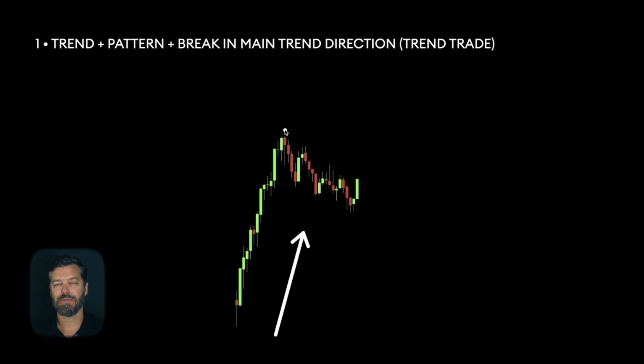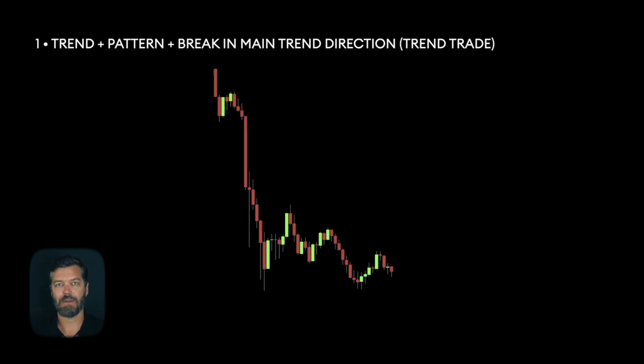The price is moving in an uptrend, and a descending channel forms. Again, this could be any pattern, but here we have a descending channel. When the price breaks above the upper trend line, it confirms a continuation of the uptrend. You would take long trades in the lower time frame to capture the momentum as the market continues in the same direction. Now, the same logic applies in a downtrend.